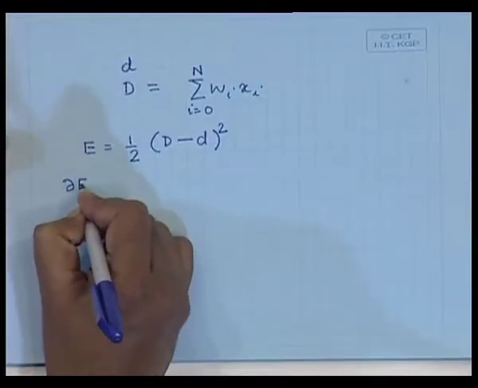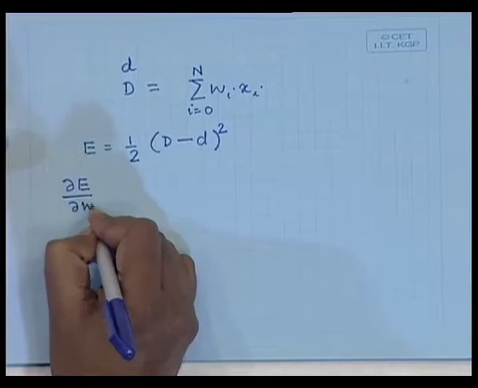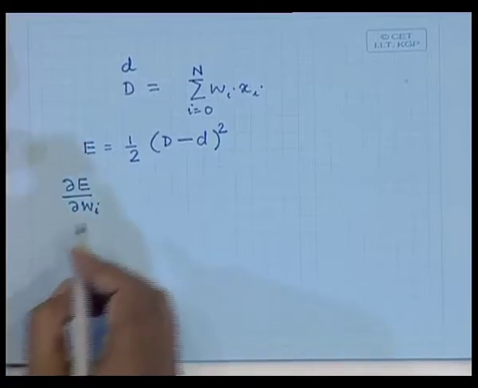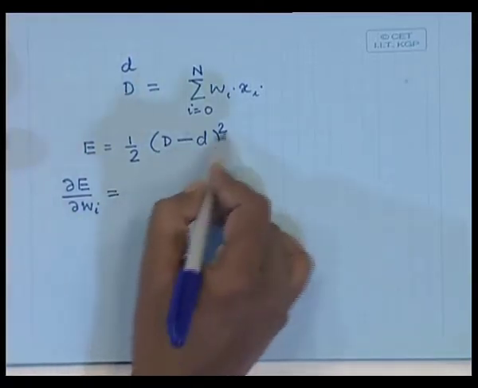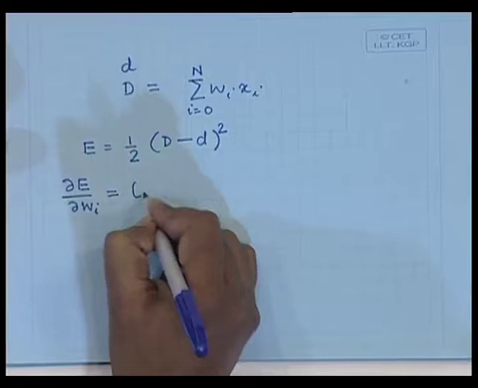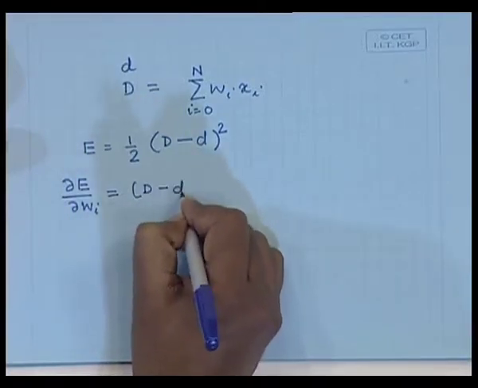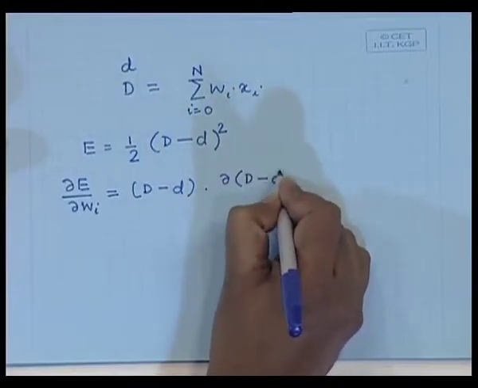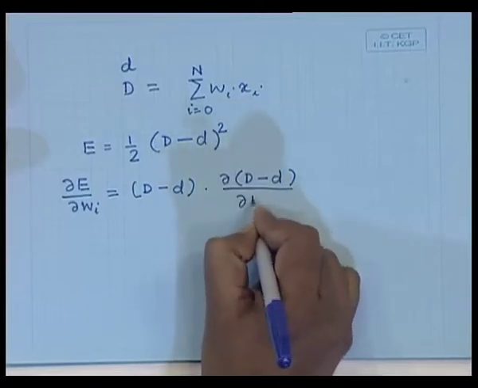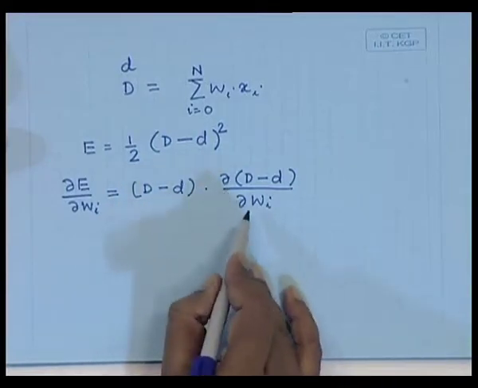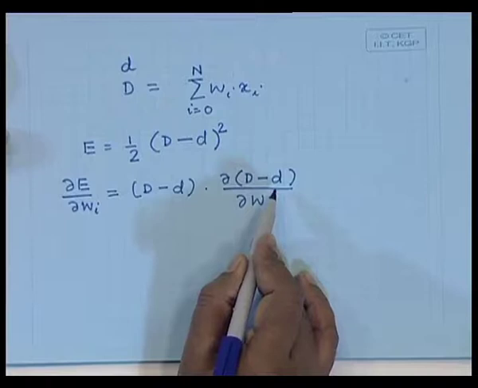So what I have to find is del E upon del wi for a particular weight vector. If I compute this term, taking the derivative with respect to wi, it is simply (D minus d) into del upon del wi of (D minus d).